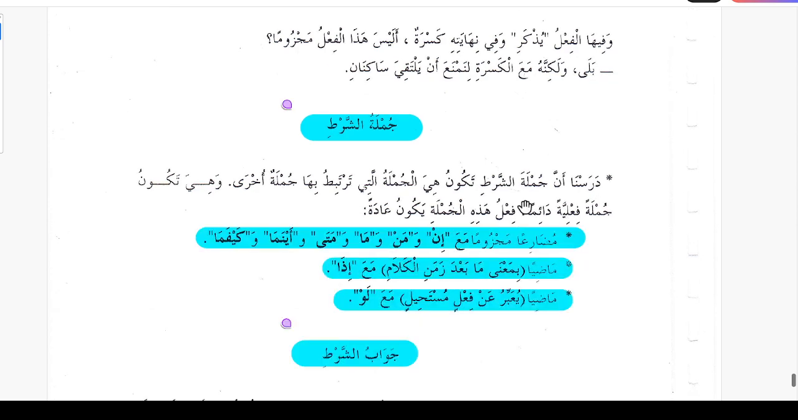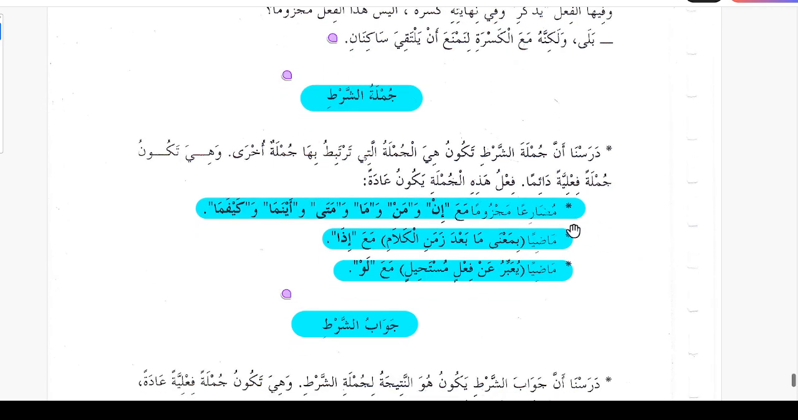We have studied that the jumla shartiya, the conditional sentence, is the sentence that connects to another sentence. It is always a jumla fi'liyya, it cannot be a jumla ismiyya. The verb of this sentence is normally a fi'l mudari' majzoom.